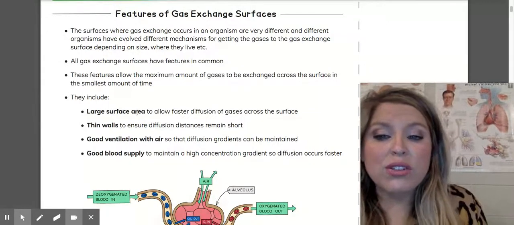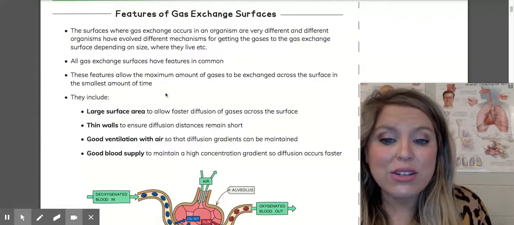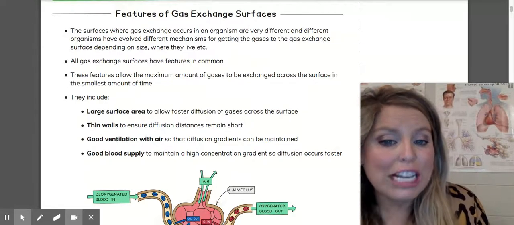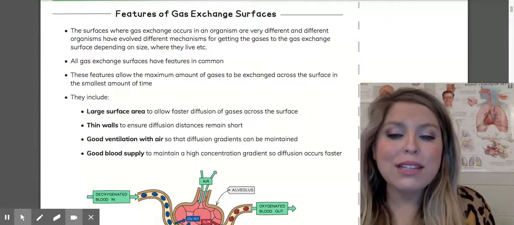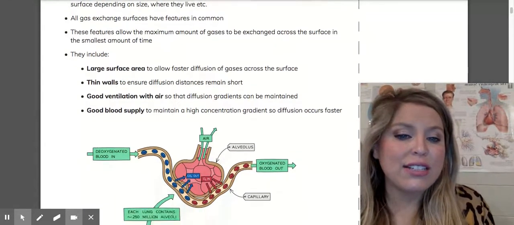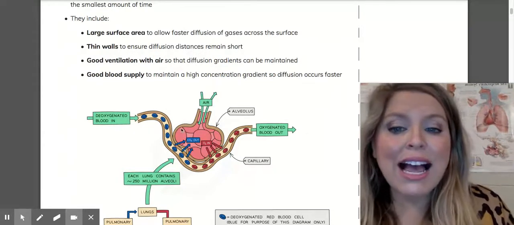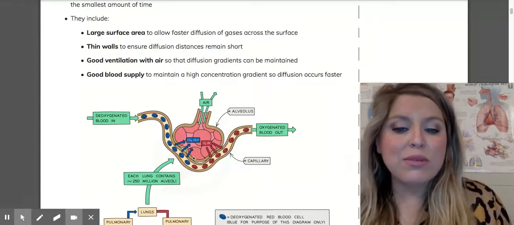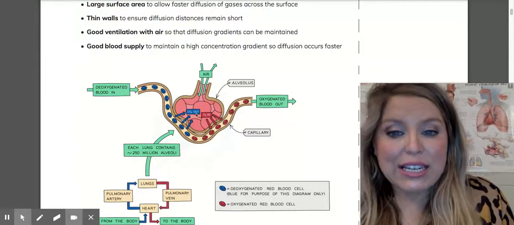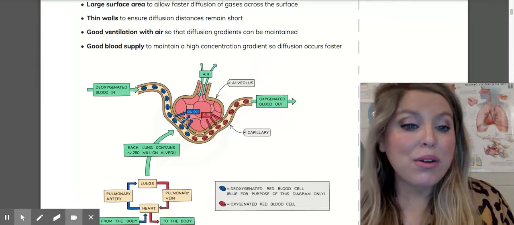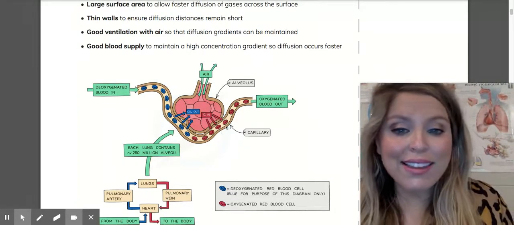They have thin walls to ensure diffusion distances remain short, good ventilation with air so that the diffusion gradients can be maintained, as well as good blood supply to maintain a high concentration gradient so diffusion can occur faster. So inside of your lungs, in the tiniest little air-filled sacs, this would be a depiction of an alveoli. So you can see that as air is coming in, CO2 is being removed from these blood capillaries. Oxygen is passing in and then moving on.